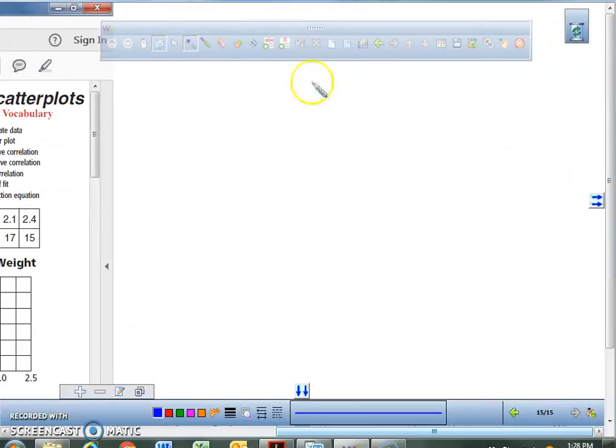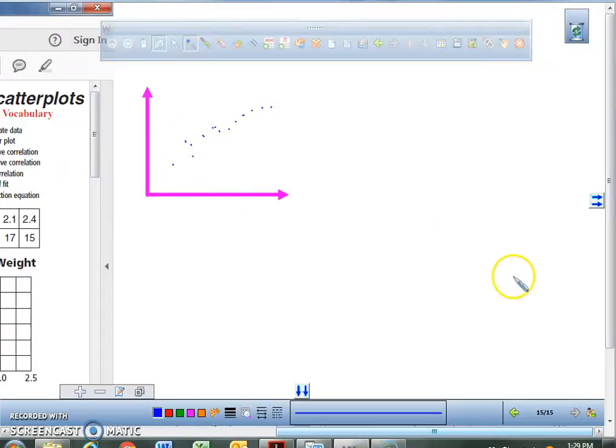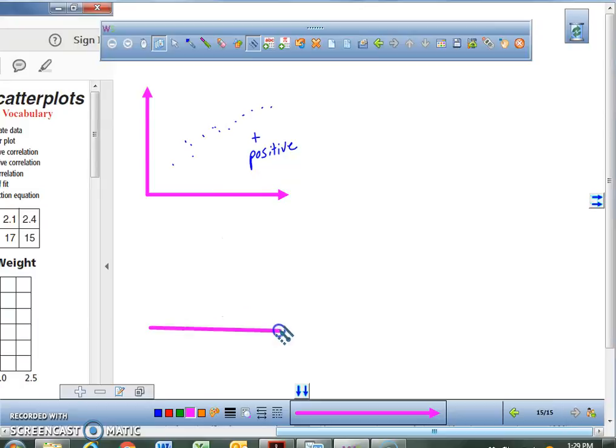Like, let's do Algebra 1 scatter plots real quick. All right. Go back to Algebra 1. You have a scatter plot. You're like, what kind of correlation is that? Positive. That's right. That's positive. You don't have to write this down unless you don't know this. Negative, right?